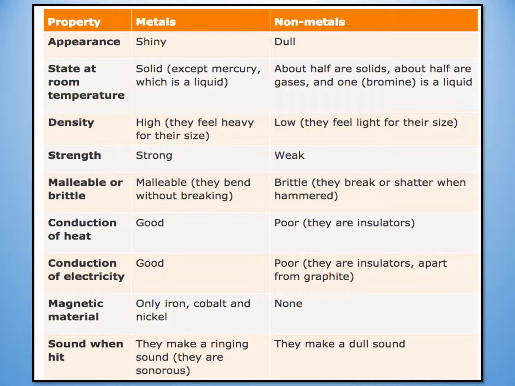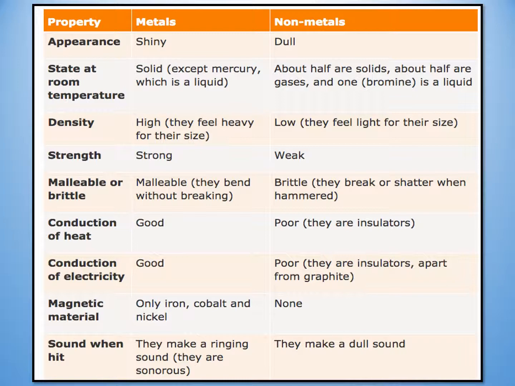Metals and non-metals have many differences, and some of these differences are on the basis of appearance. Metals are shiny, non-metals are dull. Most of the metals are solid except mercury, which is a liquid at room temperature. Non-metals are solids, some of them are gases, and one, bromine, is a liquid. On the basis of density, generally metals are highly dense, they are strong, metals are malleable, whereas non-metals are low in density, they are weak, they are brittle.